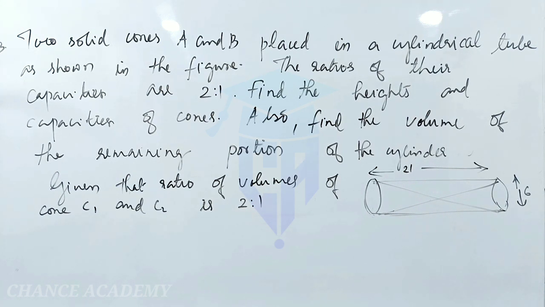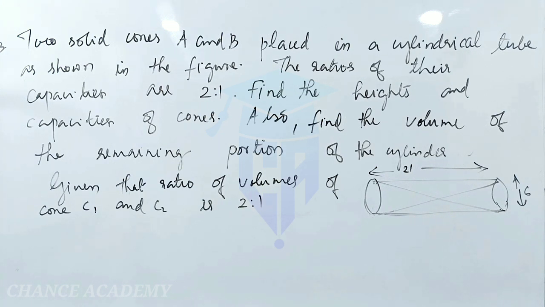The ratio of the volume is given as 2:1. Find the heights and capacities of the cones. Also find the volume of the remaining portion of the cylinder.